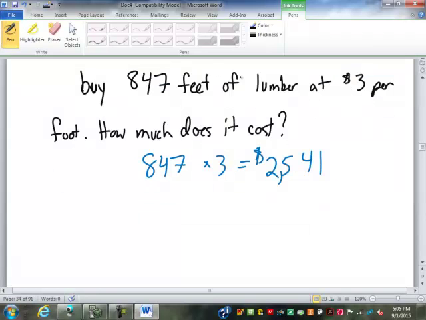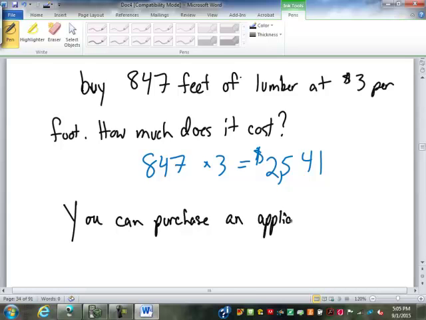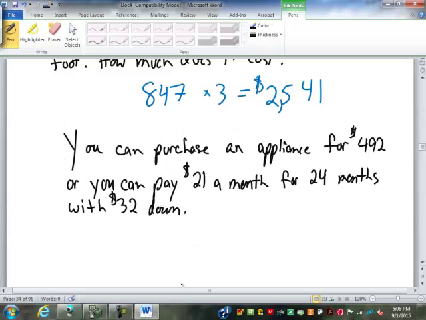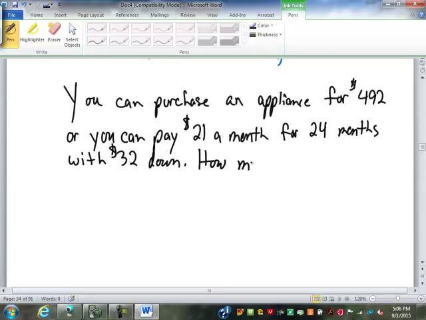Let's say you can purchase an appliance for $492, or you can pay, I gotta make sure I get this right, $21 a month for 24 months with $32 down. How much cheaper is it to pay cash?